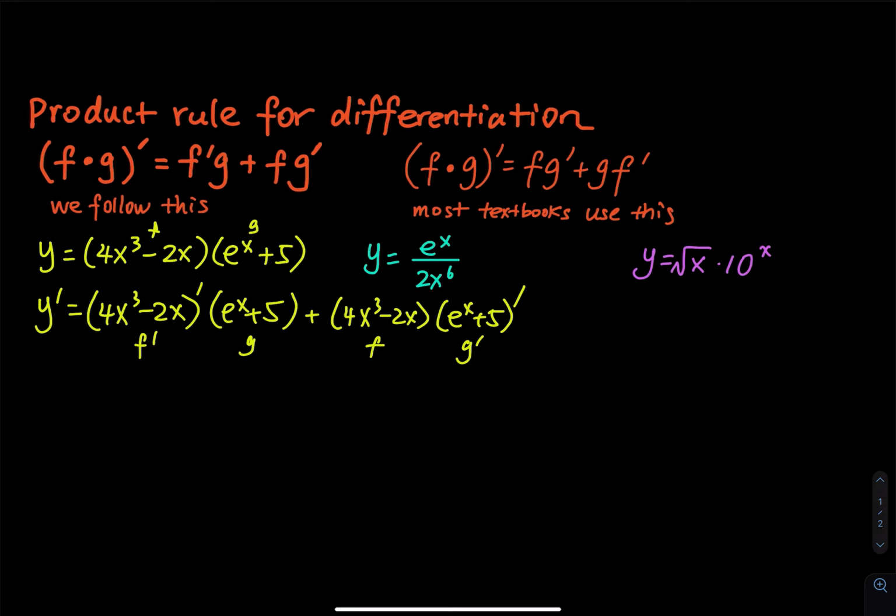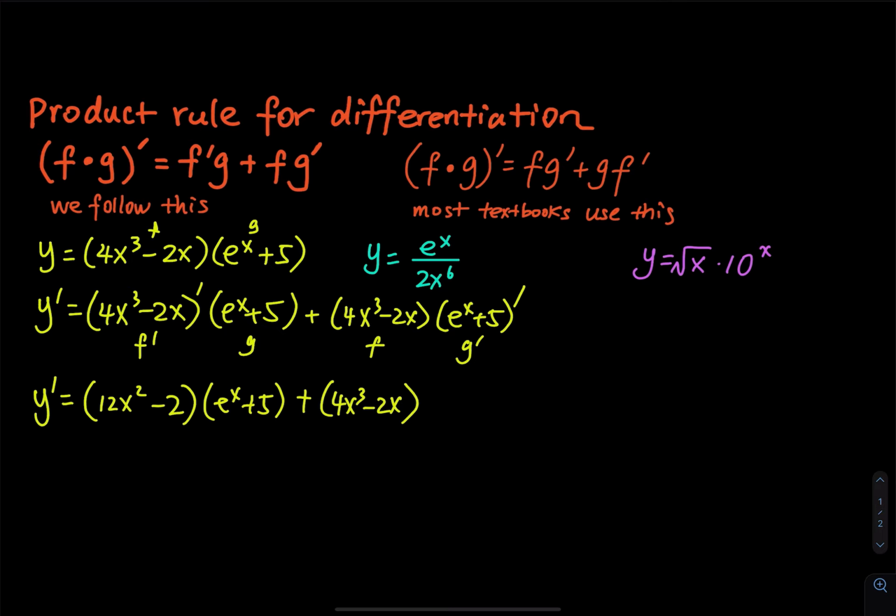With a little bit of practice, you can go straight into the derivative, but assuming this is your first time learning the product rule, I will just show every little detail. All right, so let's take the derivative. We have f prime, which equals 12x squared, bring the 3 down, 3 minus 1. The derivative of 2x is 2, and then this one we just copy, and then plus, copy f, and then take the derivative of g. The derivative of e to the x is e to the x. The derivative of 5 is 0.